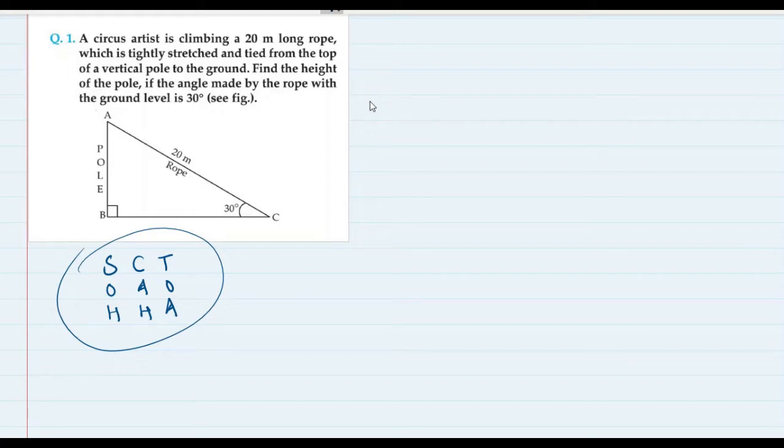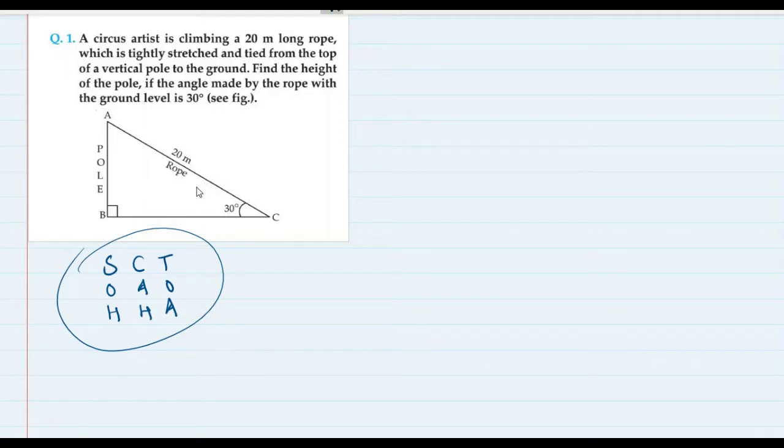The first question. A circus artist is climbing a 20-meter long rope which is tightly stretched and tied from the top of a vertical pole to the ground. So this is the pole AB and this is the rope AC. This rope AC is tied at point C on the ground. BC is the ground level, AB is the pole, AC is the rope. The length of the rope is 20 meters.